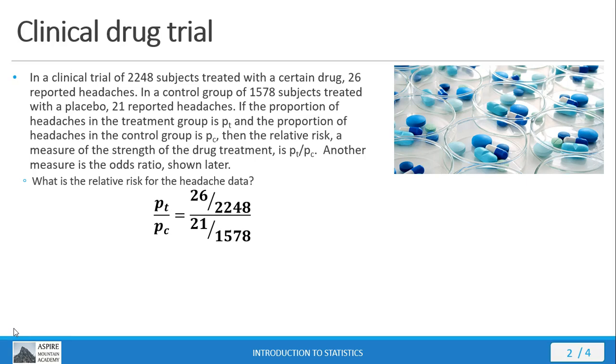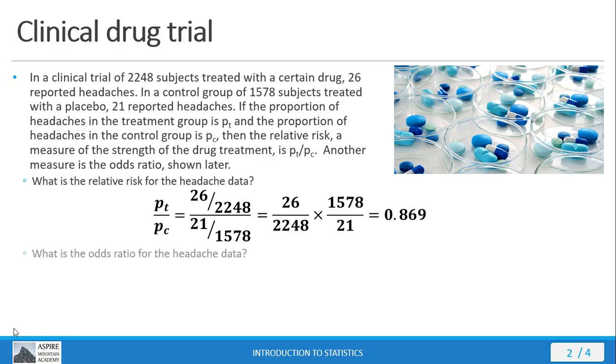Fractions within a fraction mean you're going to take that fraction on top and multiply it by the reciprocal of the fraction below. So I take the fraction below, I turn it upside down, that gives me the reciprocal, then I multiply straight through. 26 times 1578, 2248 times 21, divide that out, and I come out with 0.869. There's your relative risk for the headache data.